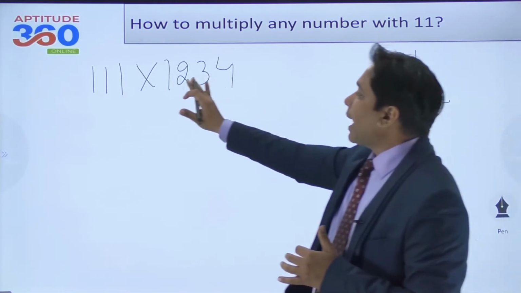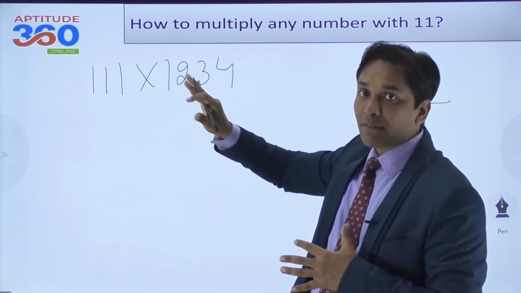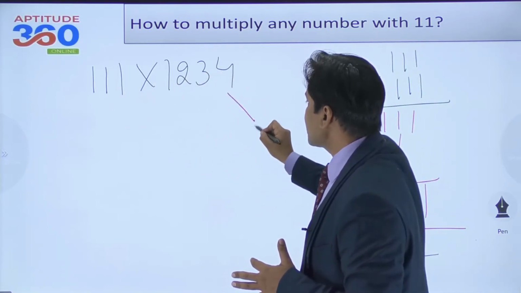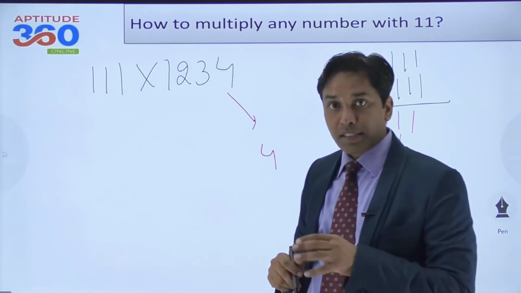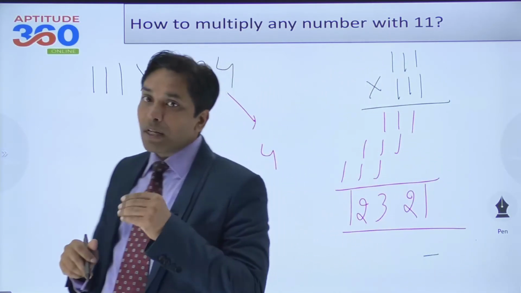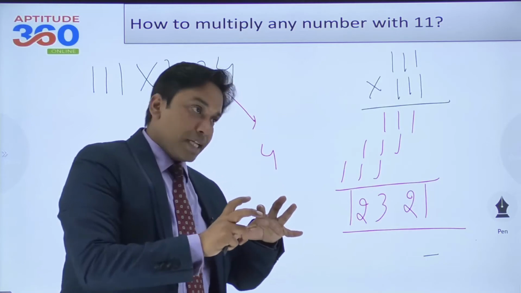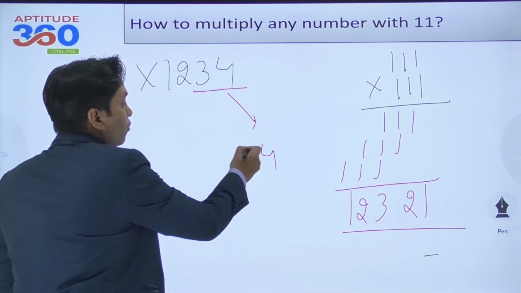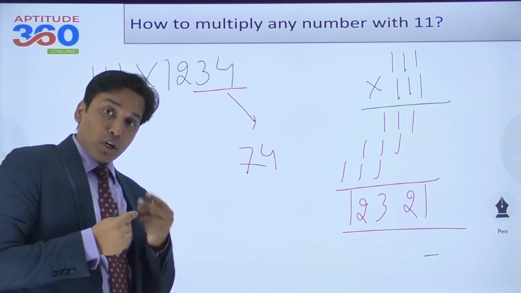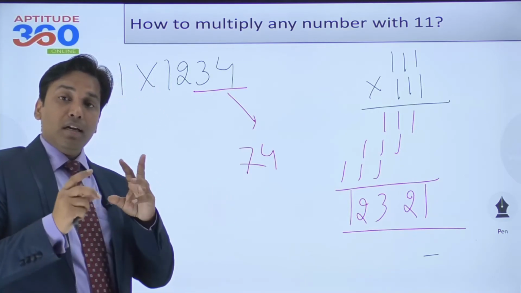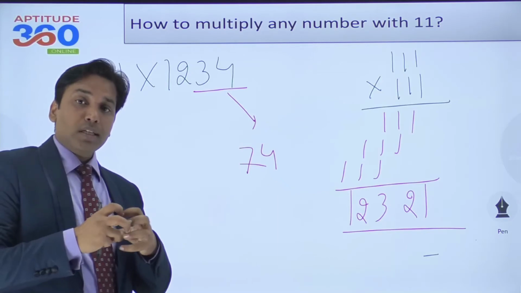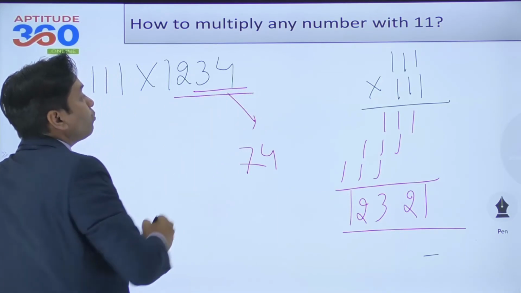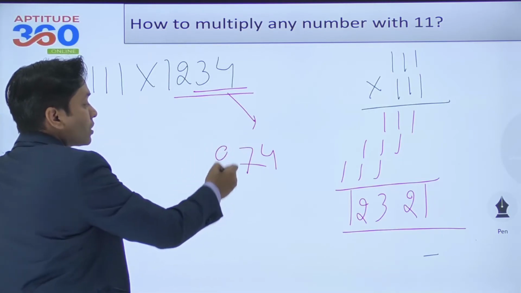Now I have got 1, 2, 3, 4 and I have to multiply this with 111. So what I'm going to do is I will write 4. Is that okay? Once I have written the digit at unit place, I will take 3 plus 4. 3 plus 4 is 7. Now no longer am I going to take the clubbing of two numbers, rather there will be clubbing of three numbers. So now I am going to take 2 plus 3 plus 4, which is 9.